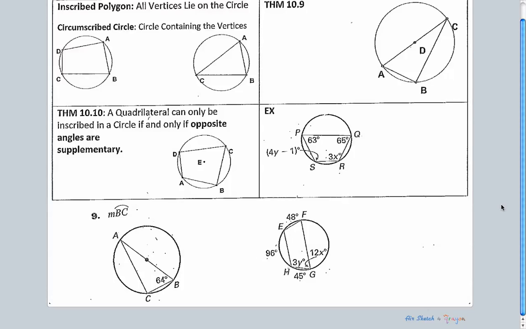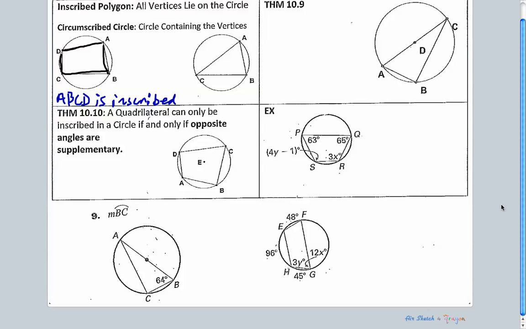Inscribed polygons. An inscribed polygon means that all the vertices are on the circle. Okay, that's it. If I've got a polygon and all the vertices are on the circle, I'm good. So for instance, if I've got polygon ABCD going on right here, ABCD is an inscribed polygon. That's it. ABC is inscribed. That's all it means: all the vertices on the circle.